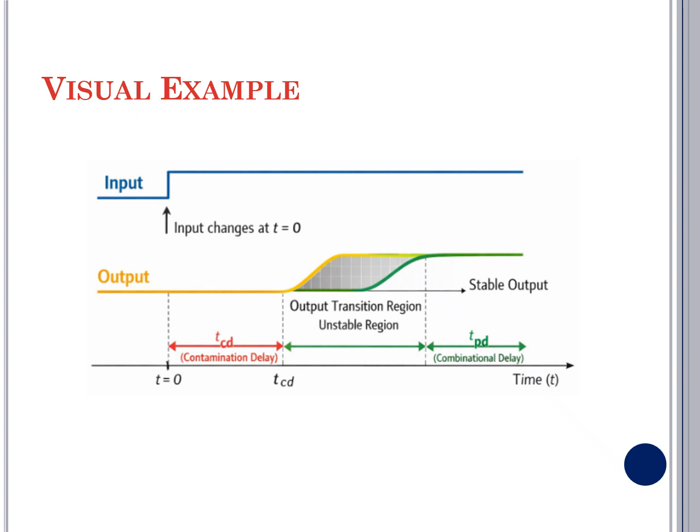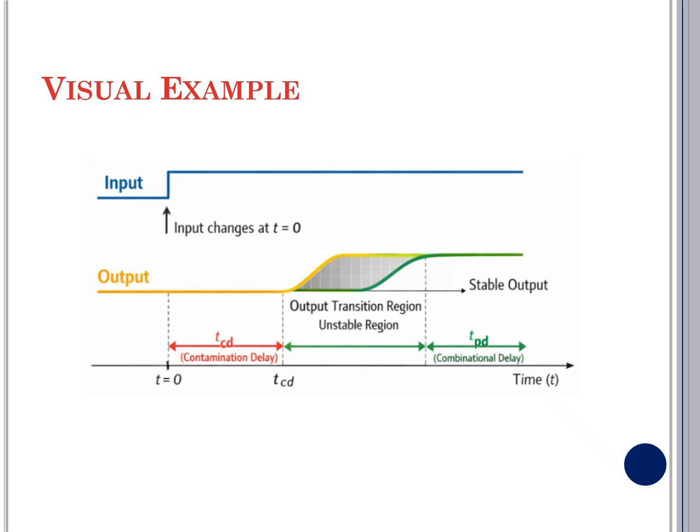Now, one very important relationship is that TCD is always less than TPD, which means the output starts changing first and becomes stable later. So this waveform clearly shows two things. The start of output change is contamination delay. The end of output change is combinational delay.